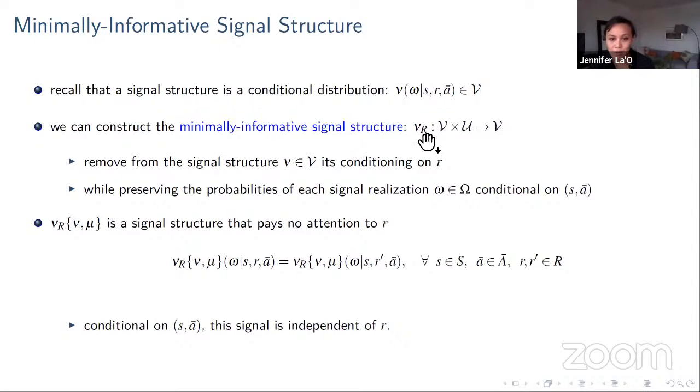So here we're taking out the R dimension. Basically, we're going to remove the signal structure's conditioning on R while preserving the probabilities of each signal realization. This is going to be the signal structure that pays no attention to R, but everything else is the same. And therefore, conditional on S and A bar, this signal is independent of R.